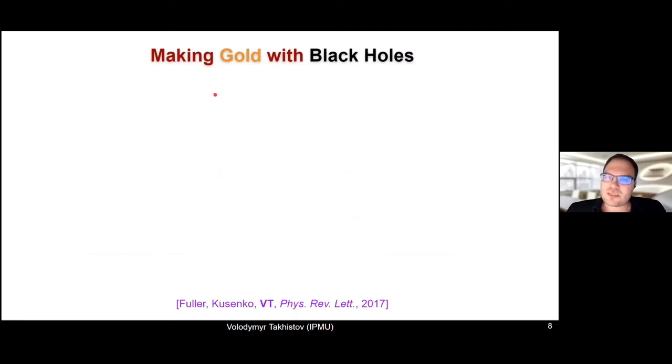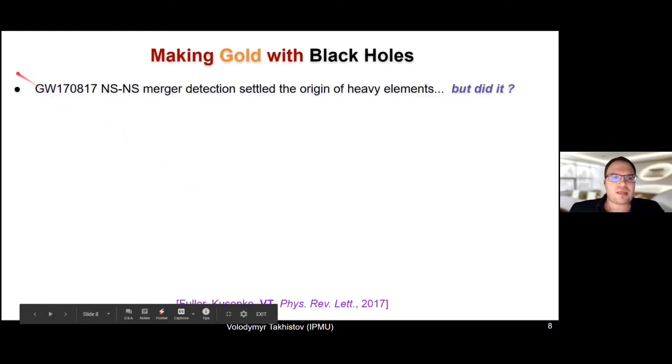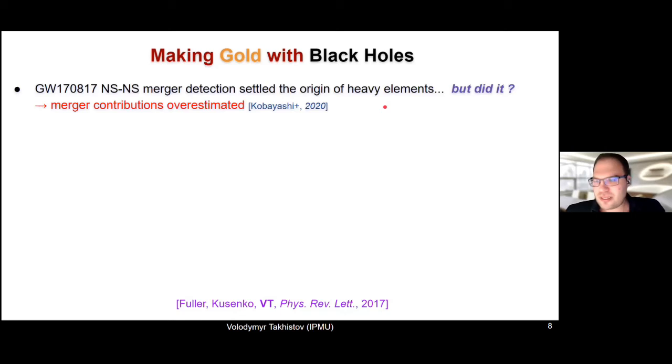I will now discuss PBHs making gold, and this is work with Alex Kusenko and George Fuller from about 2 years ago. And as you know, with the observation of a neutron star merger, a lot of people have thought, well, now we have the explanation of the heavy element production because of the r-process nucleosynthesis from the merger. But is that so? Has the origin of heavy elements been decided? And maybe not so quickly, because the recent reanalysis shows that, in fact, the merger contributions have been very overestimated.